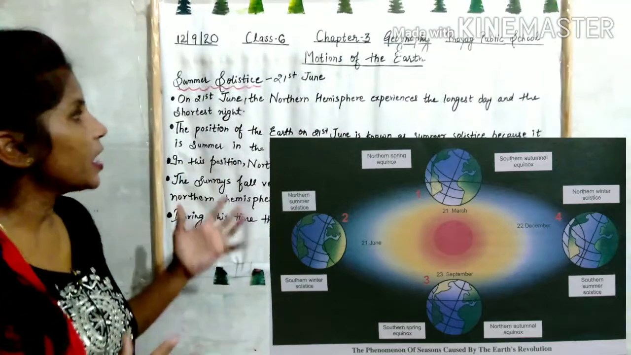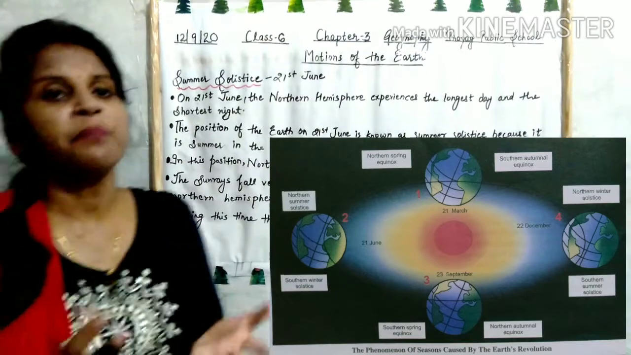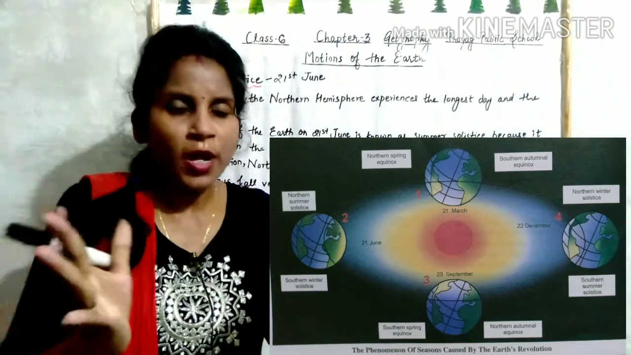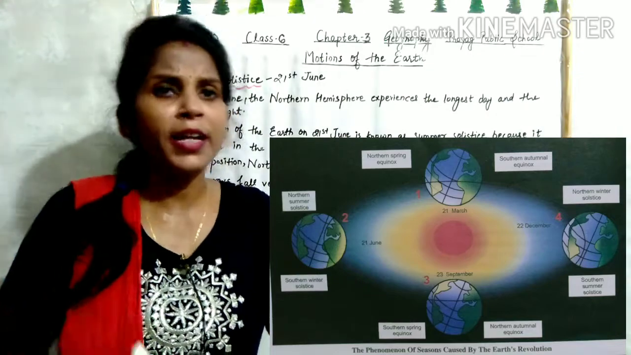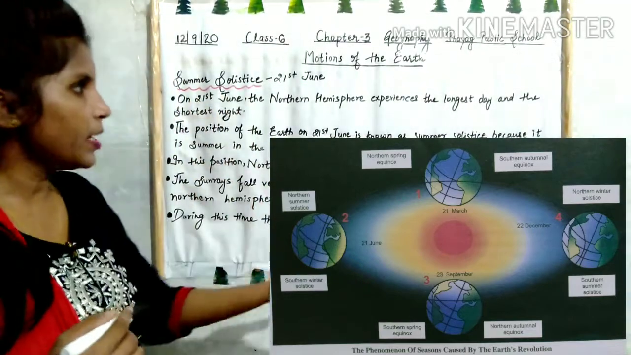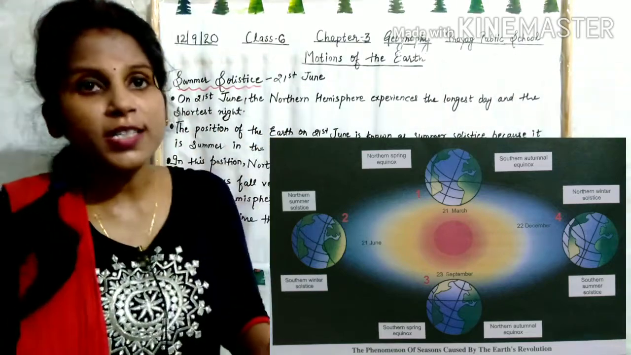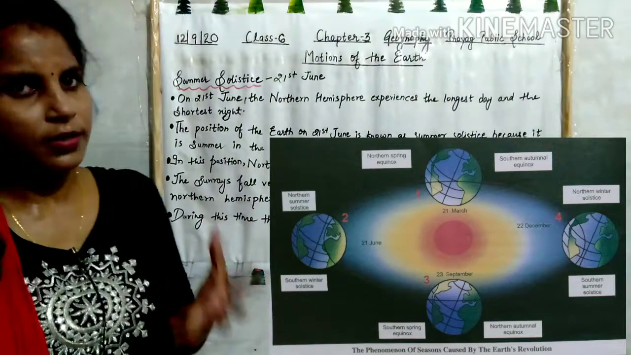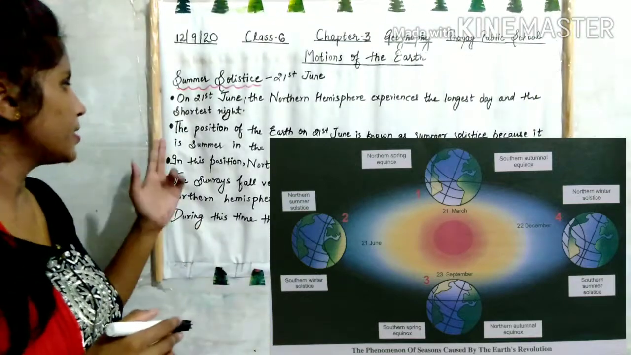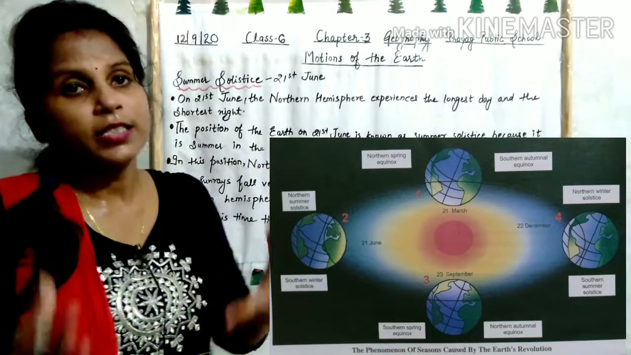So what happens on this day? On 21st June, northern hemisphere, we know our earth is divided into 2 hemispheres, northern and southern. When the sun falls on the northern hemisphere on 21st June, it experiences the longest day and the shortest night. Then second, the position of the earth on 21st June is known as summer solstice.